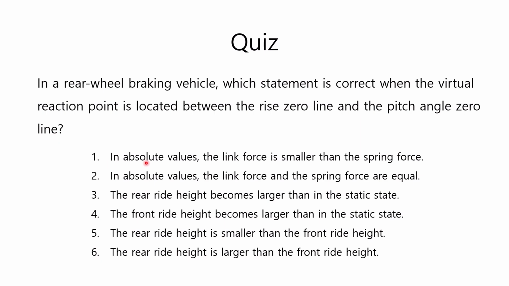First, in absolute values, the link force is smaller than the spring force. Second, in absolute values, the link force and the spring force are equal. Third, the rear ride height becomes larger than in the static state. Fourth, the front ride height becomes larger than in the static state. Fifth, the rear ride height is smaller than the front ride height. Sixth, the rear ride height is larger than the front ride height. Please select the one correct answer from these 6.